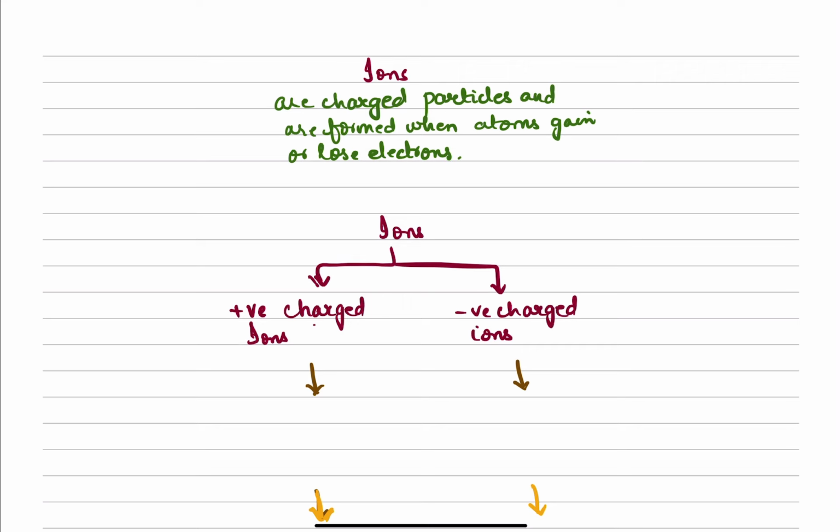We know that atoms are neutral. They have an equal number of protons and electrons. The charges of protons and electrons cancel each other, so atoms are neutral. But ions are charged particles. They don't have an equal number of protons and electrons.